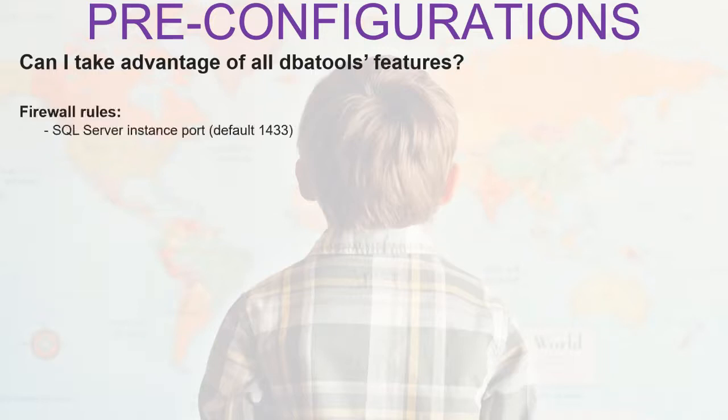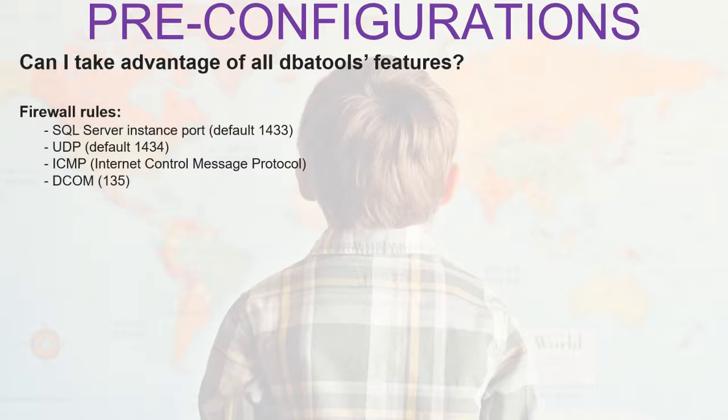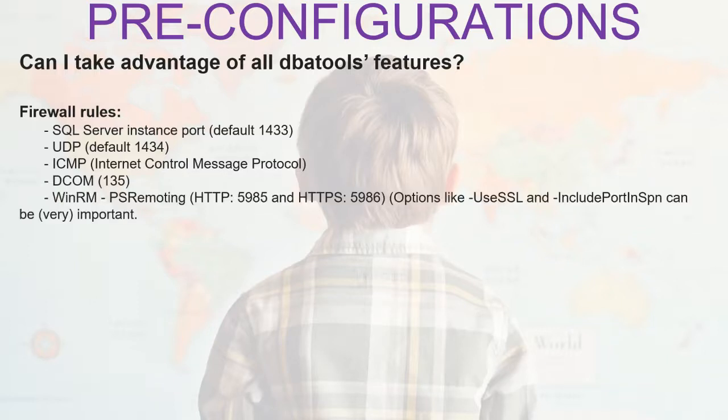And this goes by having the SQL Server instance port, which by default is 1433, but if you use a different port number, of course, you should open that one. You should have the UDP ports, the Internet Control Message Protocol, the DCOM, and the WinRM ports for the PowerShell remoting, because some commands will connect and run things on the server side to be able to retrieve the data.